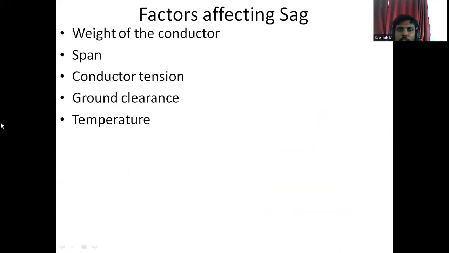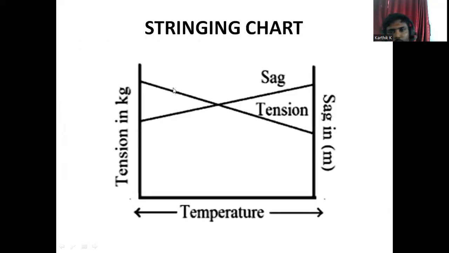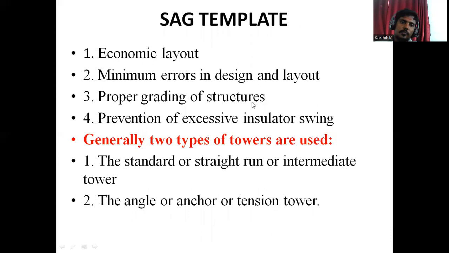So what are the factors that affect sag? They are the weight of the conductor, span, conductor tension, ground clearance, and the temperature. These parameters are very important. That is the reason we find the sag. If you know the tension, the temperature and the sag, we can draw the graph between tension and temperature, and sag and temperature. We use it to calculate the performance of the conductor. That is the reason we study the sag chart, so that graph can be represented here.